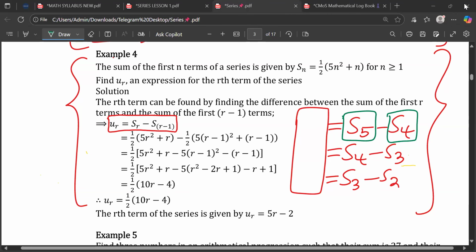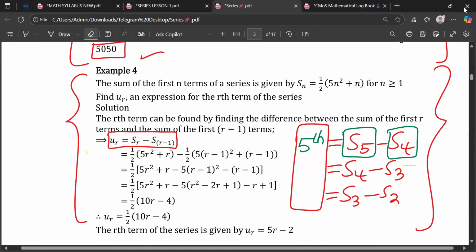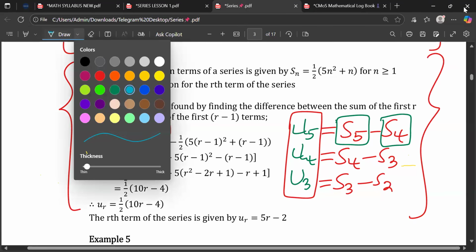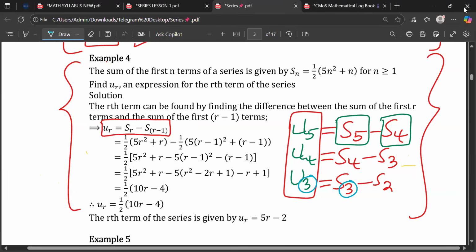I want to see 5 answers at least. Fifth, yeah, that's it. Fifth term, and how is it written? Written like this: U5, U4, U3. So do you people see that if this is n, this is n, but this will be n minus 1. If this is r, this is r, this is r minus 1. If this is k, this is k, and this is k minus 1.